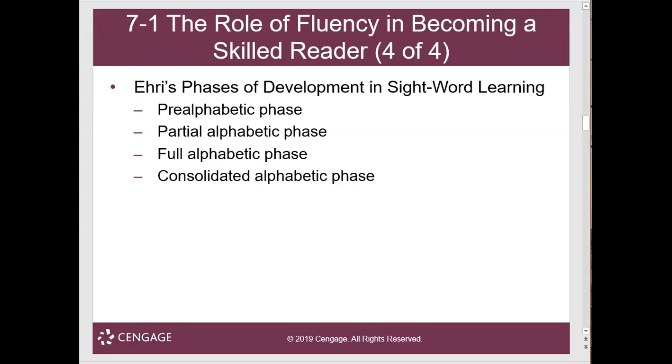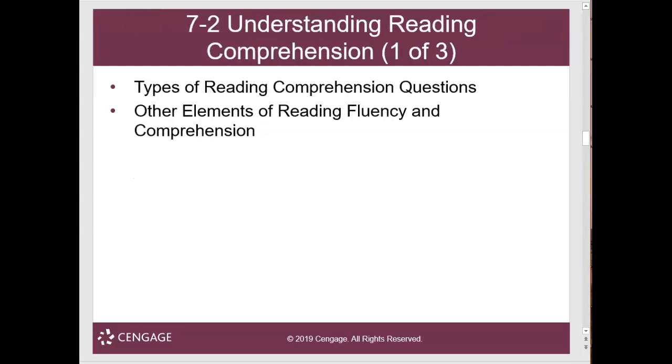Partial alphabetic phase: children begin to learn that certain letters are associated with letter sounds. We talked about that. Full alphabetic phase is as children encounter familiar and new words, they are able to apply their phonological awareness skills that we talked about in Chapter 6 to segment the words into letter sounds and then blend those sounds back together to produce the word. So first they're going to segment them, k, at, and then they're going to blend them back together. Cat, right? That's how students work on becoming fluent readers.